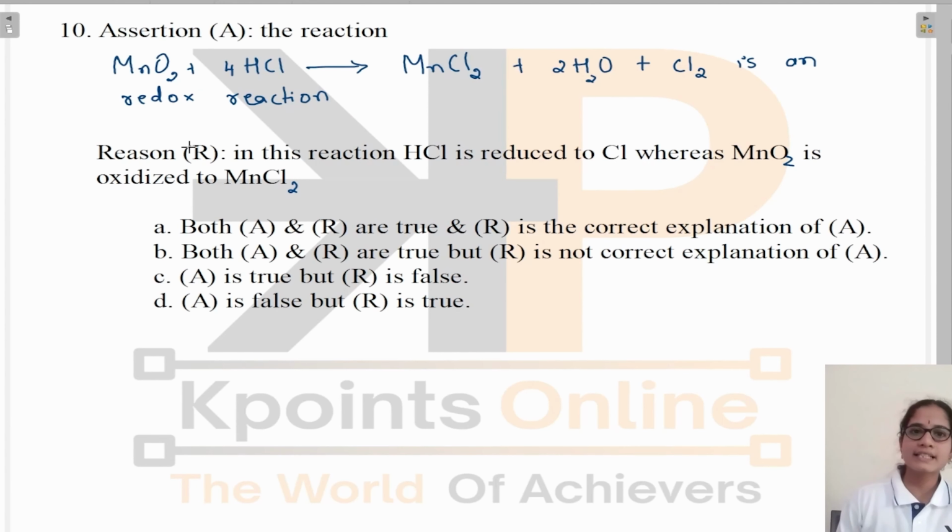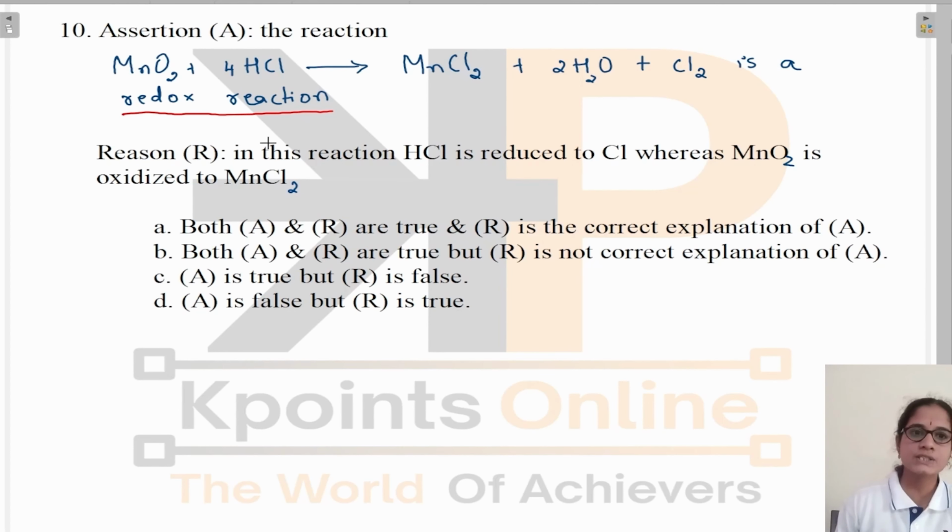Our next question is AR, that is assertion and reason. Our assertion is: this reaction is a redox reaction. Then the reason is: in this reaction HCl is reduced to chlorine, whereas MnO2 is oxidized to MnCl2. Let us check the options now. Both A and R are true, and R is the correct explanation of A.